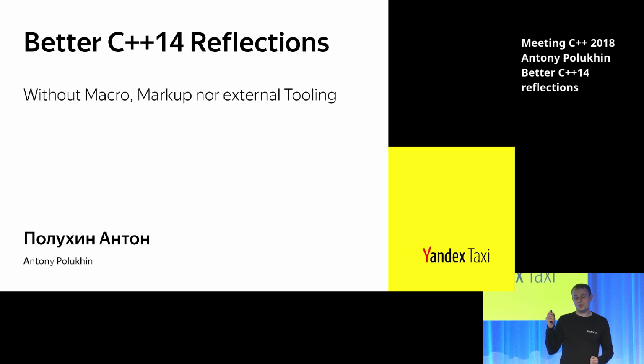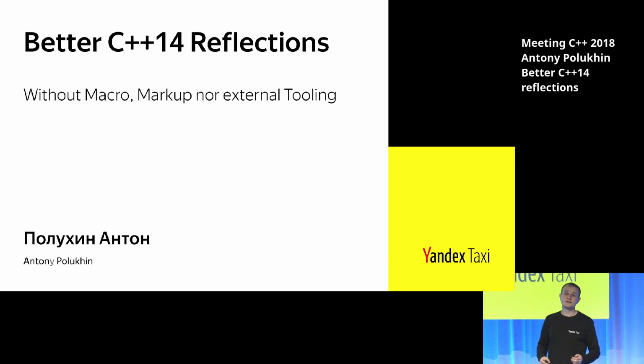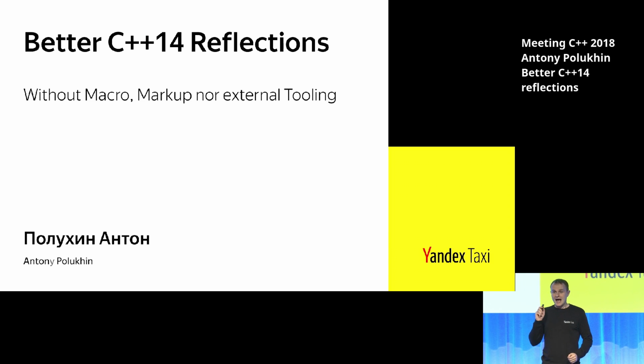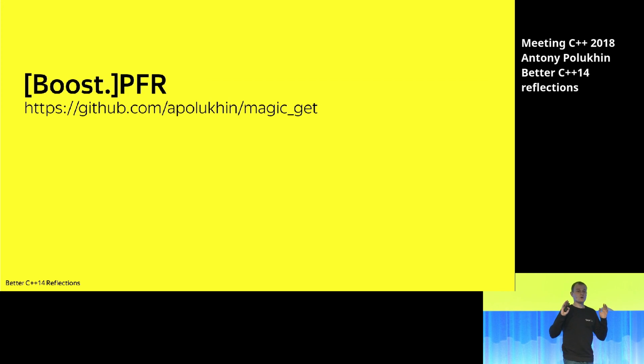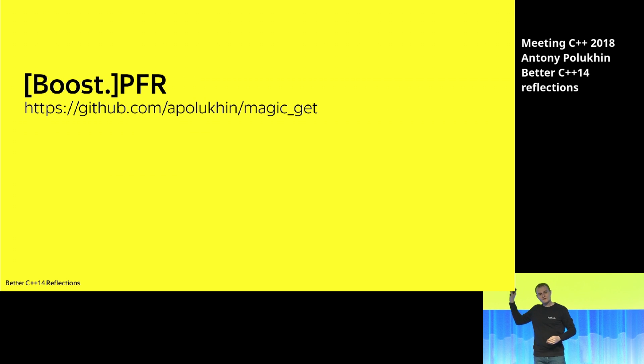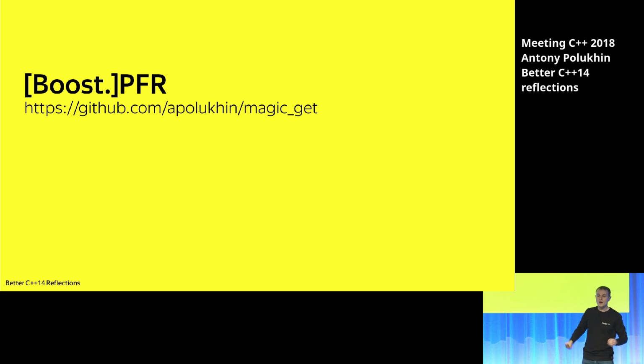Today, we're gonna talk about a lot of metaprogramming stuff. We'll talk about how to implement reflections in C++14 without any macro, markup, nor external tooling. And before you start scaring, all the stuff we're going to talk about today is already implemented in the Boost PFR library. It's not part of Boost, hopefully yet. Someday it will become, I hope so. All the things are in there. You can find that library at the link. It's on GitHub, Polukhin magic get.